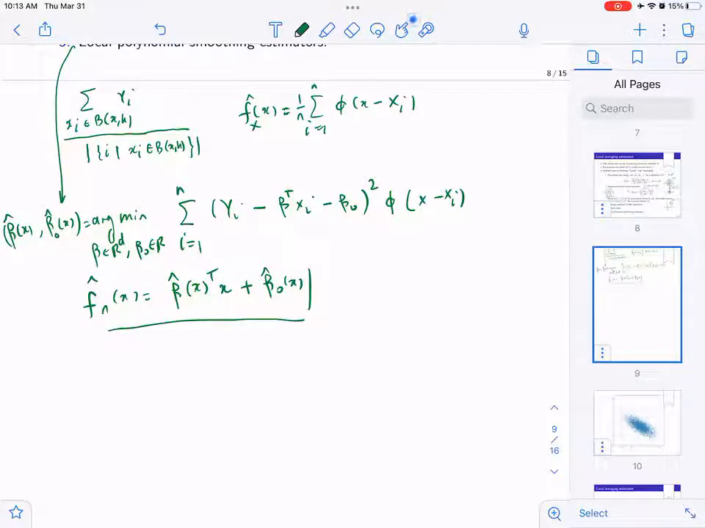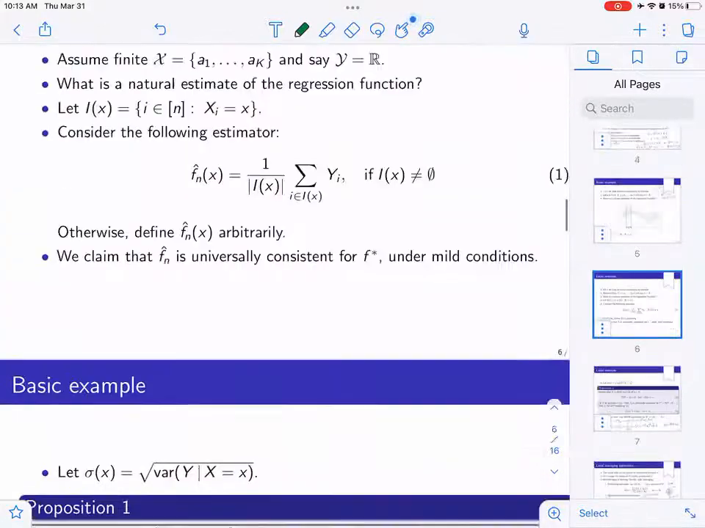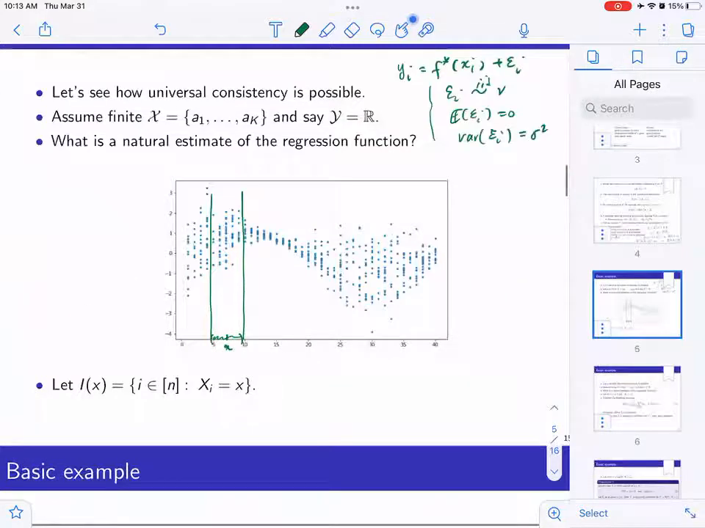I'm going to get a beta hat and beta naught that depend on that x. For a different x, I'm going to get a different thing. So you can imagine this is hard to implement in practice unless you care about a particular point, because you have to go to every point and do this. But then you'd get an estimate. So the idea is, in this simple case, I would go in this neighborhood and fit a line here. That would be my estimate.